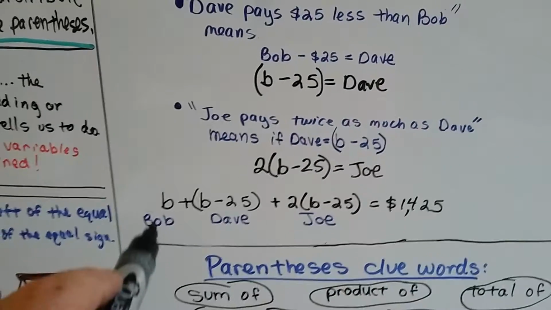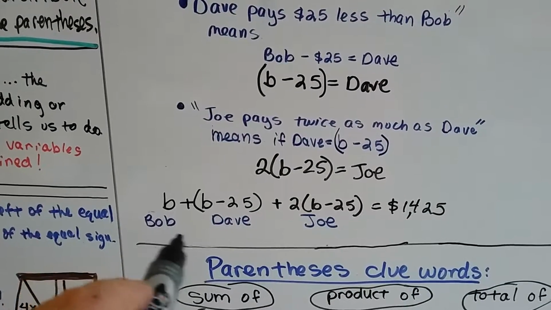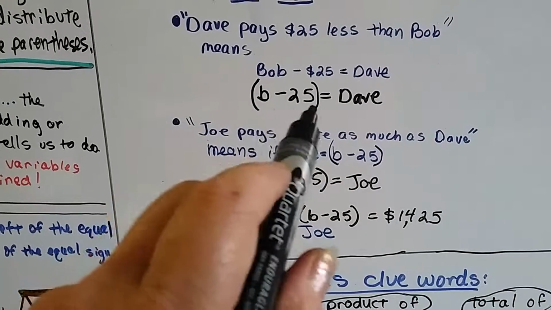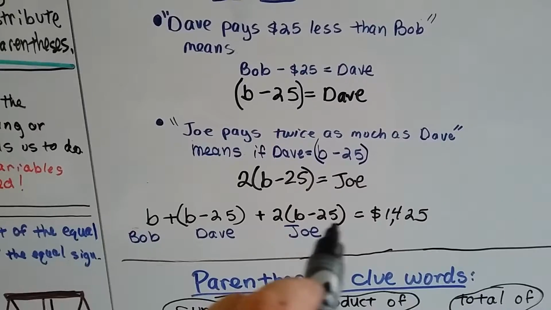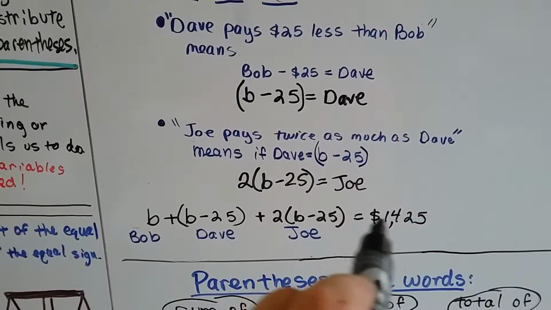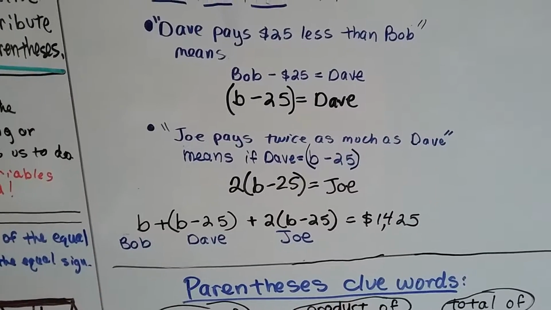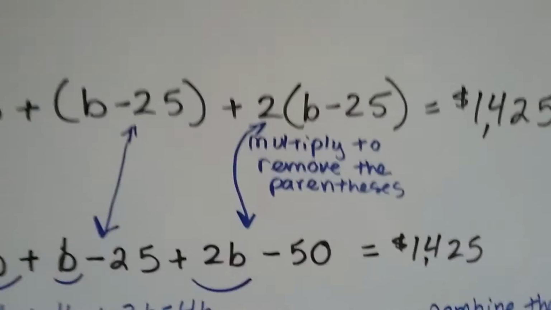So we have Bob, he's B all by himself, and then Dave, the (B minus 25), and then Joe, the 2 times (B minus 25). And all of this together is going to equal the 1425. So let's go figure it out. All right, so here's our equation.